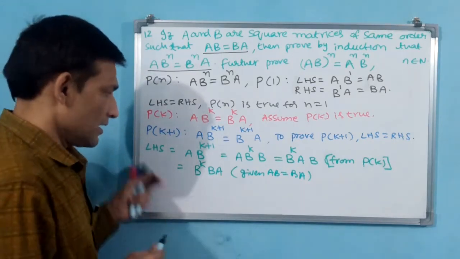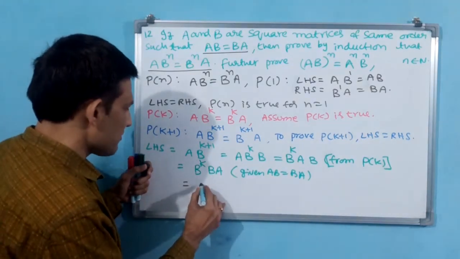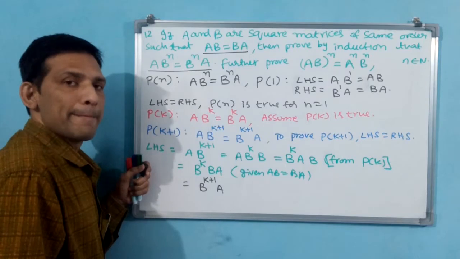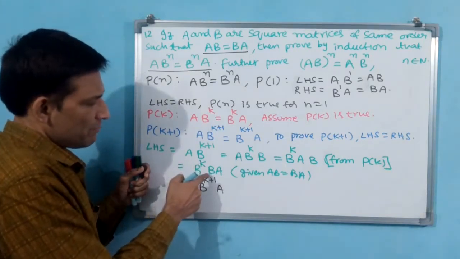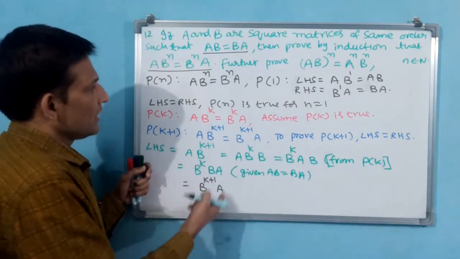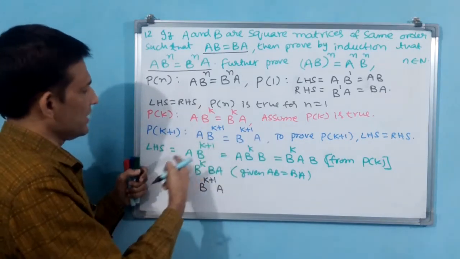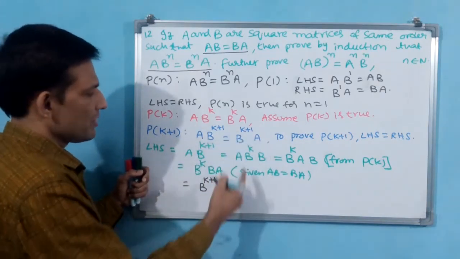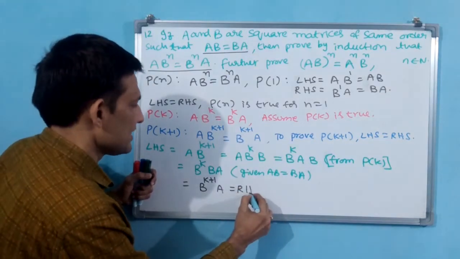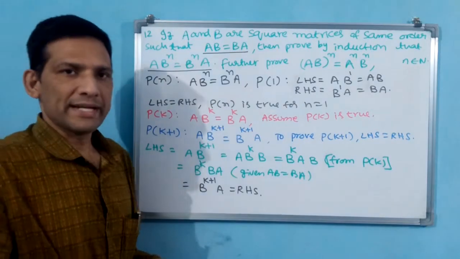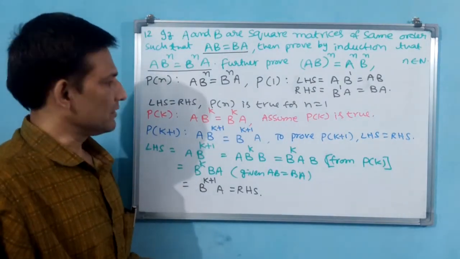Now you see, B power K into B, how much will it become? It will become B power K plus 1 into A. Is it okay? B power K into B means B power K plus 1. Is this the RHS you see? P of K plus 1 LHS you have taken, but RHS has come. P of K plus 1 is equal to RHS. LHS is equal to RHS, hence proved, you write. You understand this one? Okay.